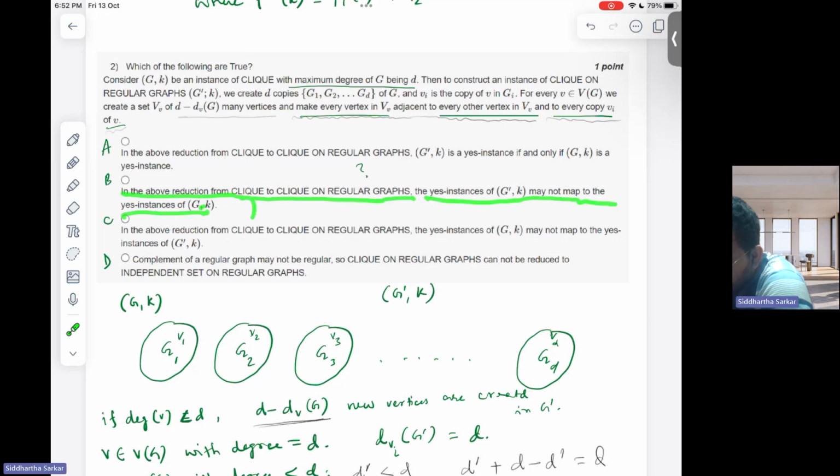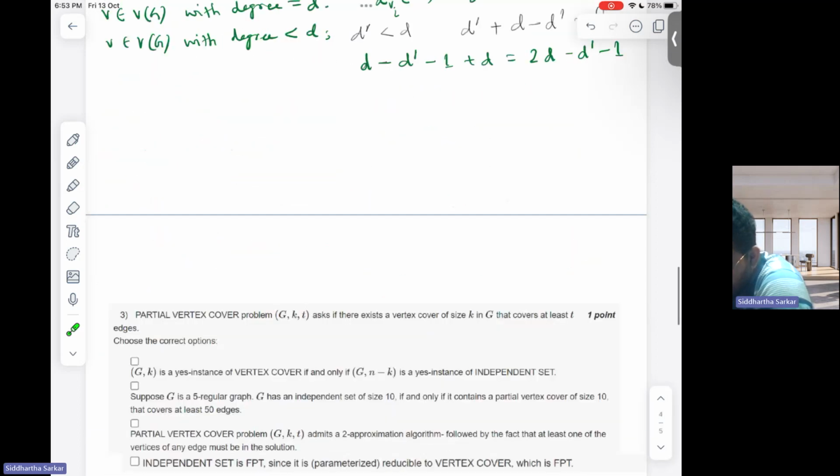Okay, so assuming that the reduction works. In the above reduction from clique to clique on regular graphs, the yes instance of G comma K may not map to the yes instance of G dash comma K. That is true. This is true. But the problem is the reduction will not be considered correct unless G dash is a regular graph. So I think we may skip this question because I have doubts on G dash being regular in this reduction. Move to the next one.